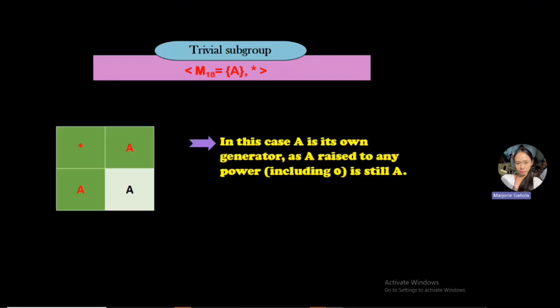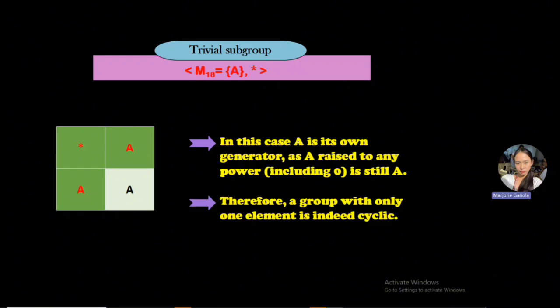Next, we have the trivial subgroup that contains only the identity element. In this case, A is its own generator, as A raised to any power including 0 is still A. Therefore, a group with only one element is indeed cyclic.